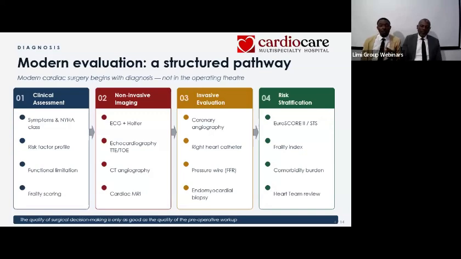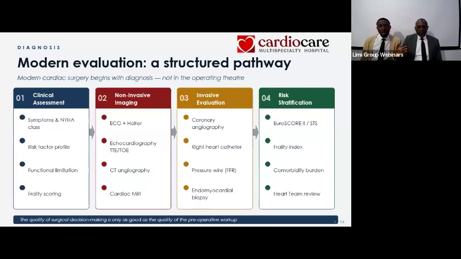We have to know their functional limitation: can they go about their daily activities, are they wheelchair bound, can they take a flight of stairs? How much can they walk before they start having symptoms? This also helps. Also, the frailty scoring. This is not the age alone, not just the chronologic age, but the biological age of the patient as well, like what they can do. Do they have slow gait, any weakness, exhaustion, dependence? It helps us as well.